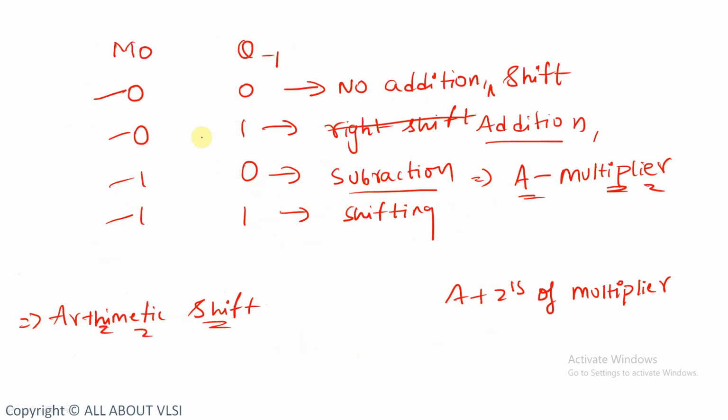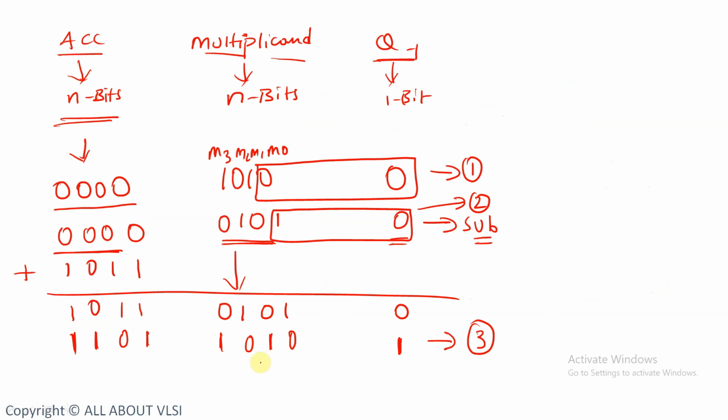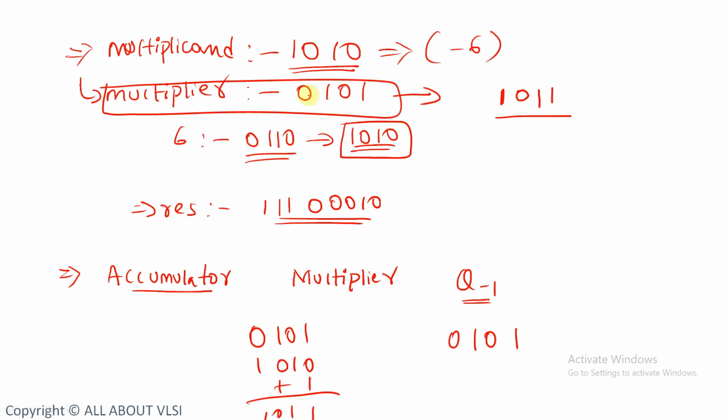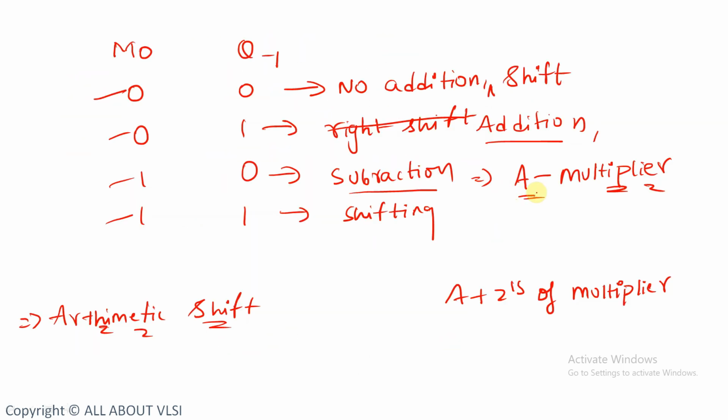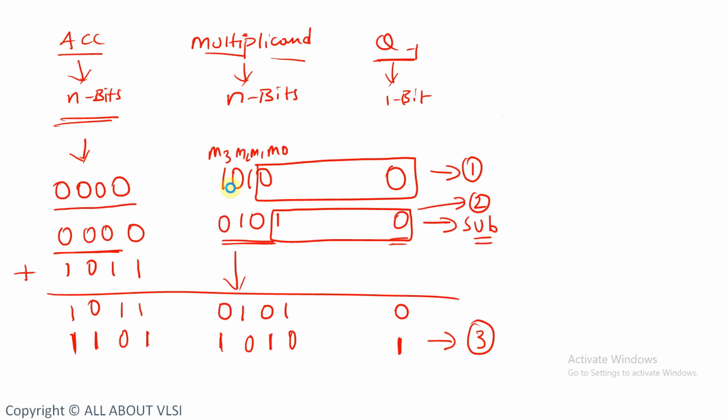So for 0 and 1, it is nothing but addition operation we should do. So we will directly do the addition operation with the multiplier, that is 0 1 0 1. Not this value, this is 2's complement form. This is 2's complement value. This is normal original value. So we need to perform addition operation, so we are taking the original value only, that is nothing but 0 1 0 1, and the remaining contents will be the same.